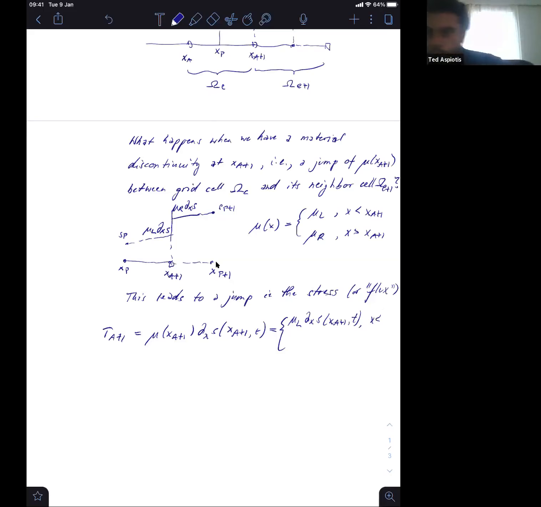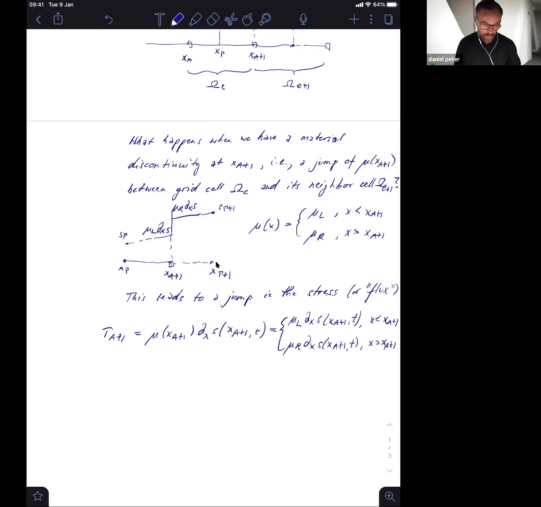And x is smaller than x_{a+1}, or the right-hand side stress. And x is bigger than x_{a+1}. So now we have this quantity with a jump at the cell boundary. This is called a Riemann problem in the finite volume method.